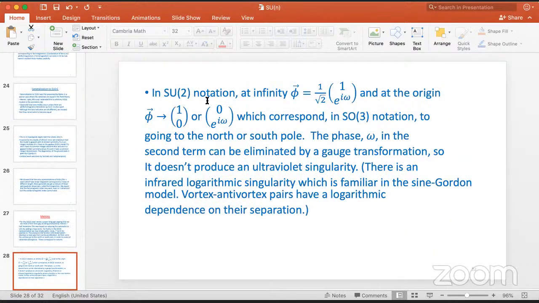We can also do this in the SU2 notation, so CP1 notation. In this case, we can write phi as 1 over root 2, 1 e to the i omega. At the origin, phi goes to either 1, 0 or 0, e to the i omega, which corresponds in SO3 notation to going to the north or south pole. The phase omega in the second term can be eliminated by a gauge transformation, so it doesn't produce an ultraviolet singularity. There's an infrared logarithmic divergence, which is familiar in the sine-Gordon model. Vortex-anti-vortex pairs have a logarithmic dependence on their separation.